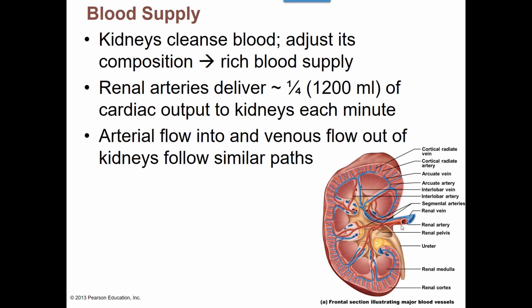We want to be able to get rid of stuff out of the blood that we want out of the blood, and put into the blood stuff that we need to save. And so we've got lots of blood vessels going in and out of the kidneys. You have a renal artery that's taking blood in. You have a renal vein that's bringing that filtered blood out.